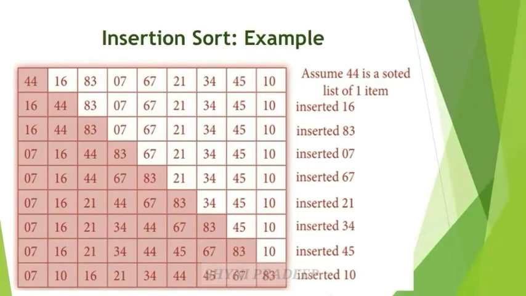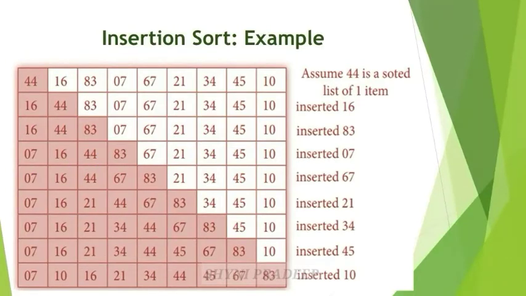After pass 2, insert the next element, 83. So compare these three values. Which one is higher? This one is, so write 16, 44 and 83. Next, write the remaining elements. So this is pass 3. After pass 3, insert the next element. What? 7. So compare which one is smaller. 7. Okay, 7 here and shift the other elements. Here 16, here 44, here 83.